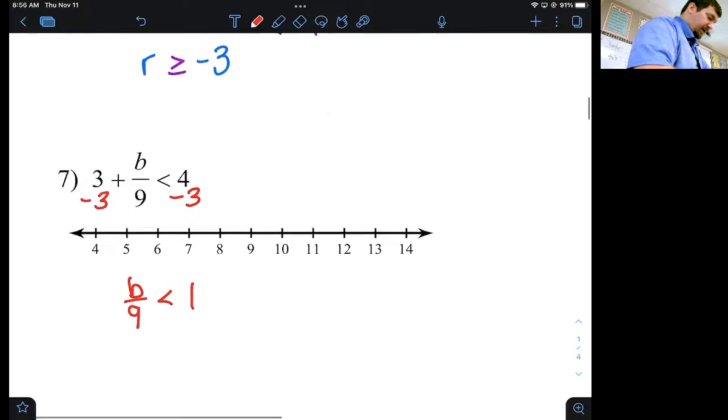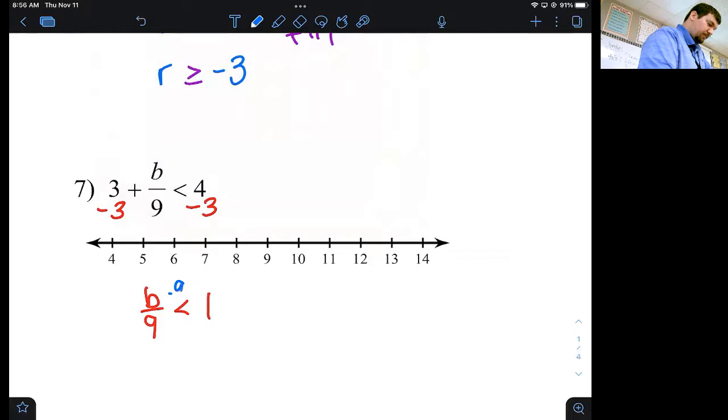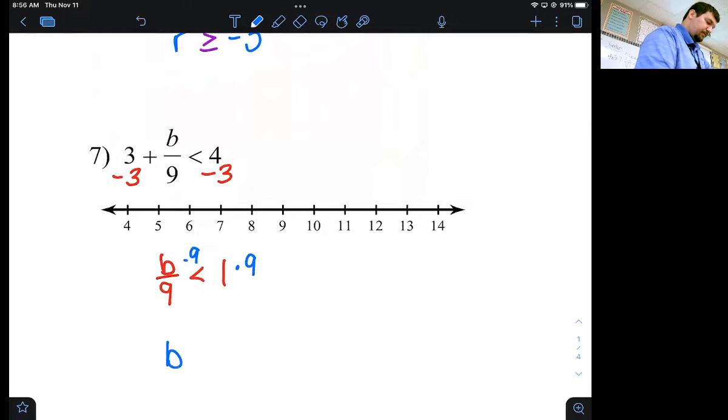Hannah, what's the opposite of dividing by 9? Good. And Hannah, what's 1 times 9? 9. Do I have to flip the sign if I'm multiplying by +9? No. So Thomas, the difference here is that I'm multiplying by a positive 9. So I don't flip. Anytime I'm multiplying or dividing by a negative number, however, I would flip. So I'm going to leave the sign just as it was. And open circle around 9, is b bigger or smaller? Smaller than 9, so shade to the left.